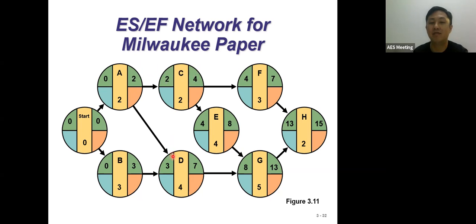Now, when you come from activity D, you need to pay attention. Activity D itself here, how many predecessors do we have? We have 2 predecessors. Where are the 2 predecessors? Activity A and also activity B. You see, activity A's earliest finish is 2, but activity B's earliest finish is 3. So why do you select 3? Why not select 2?